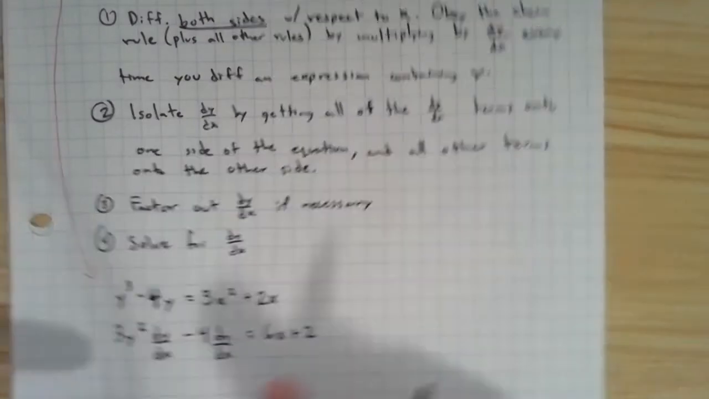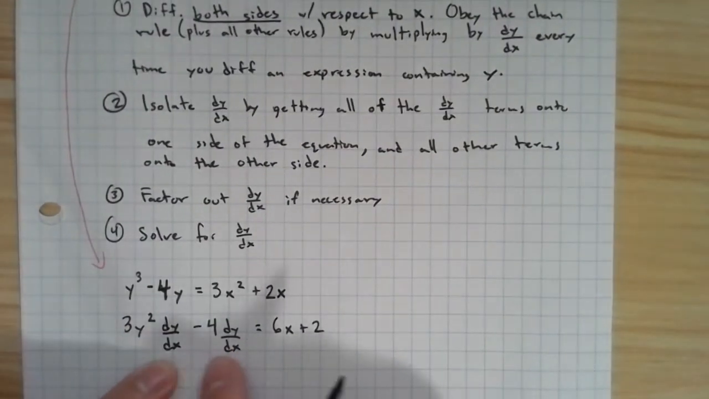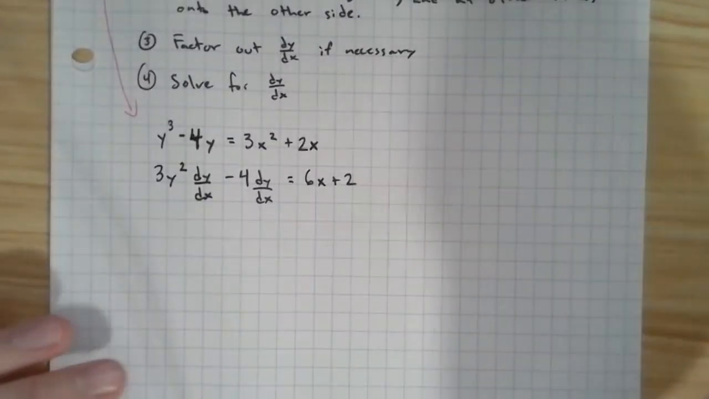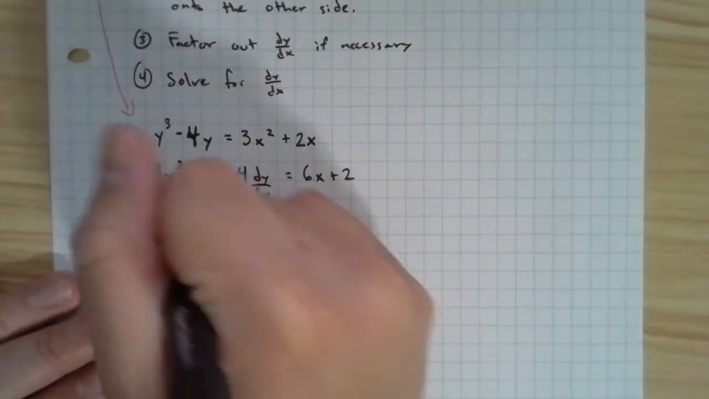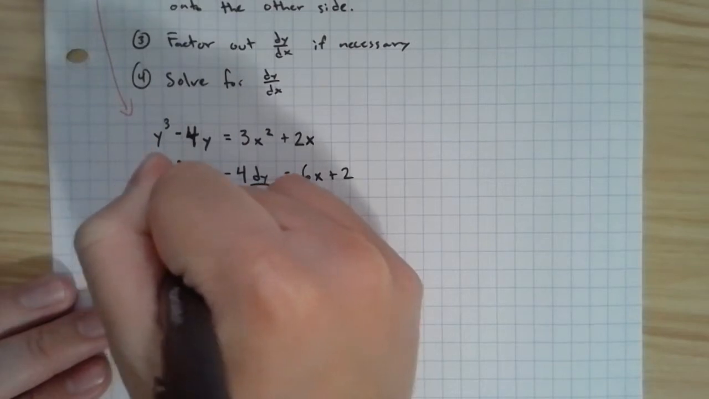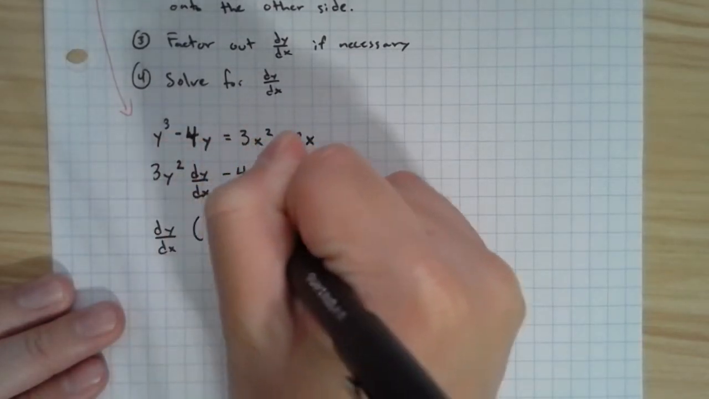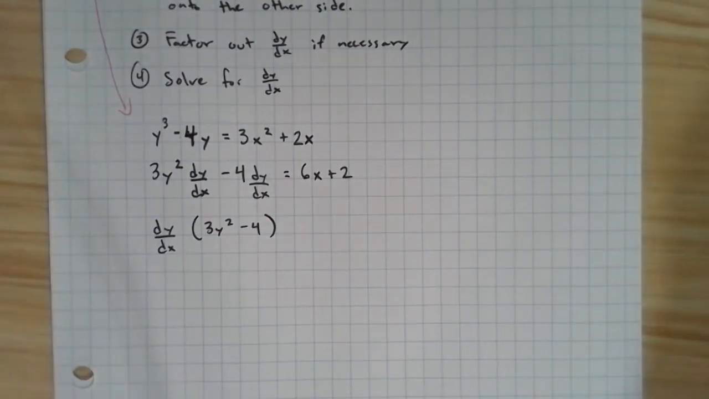Now thankfully the dy dx's are all together on the left side of the equation, right? And both of those terms have a dy dx. Okay, so I can actually pull that out then. I can factor out the dy dx from both those terms, just like this.